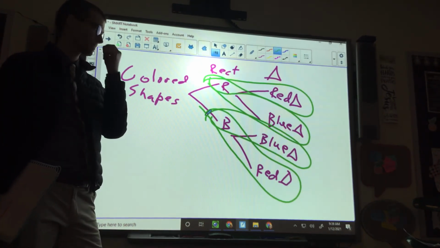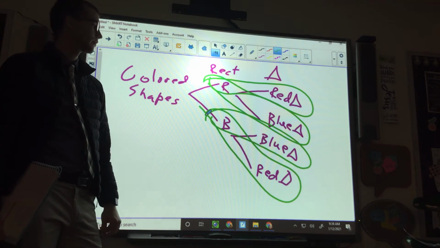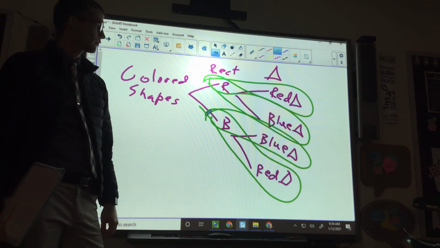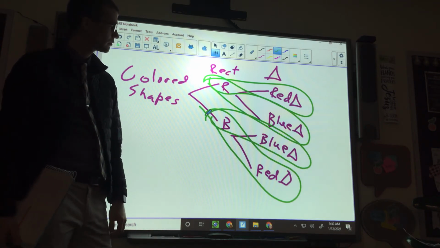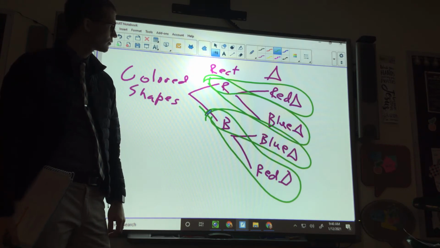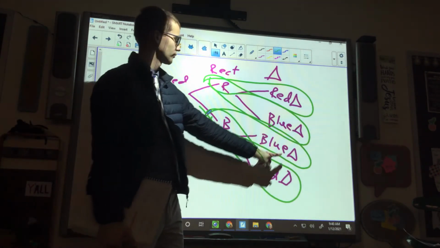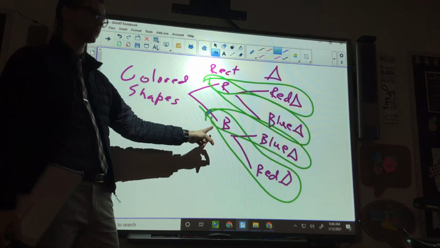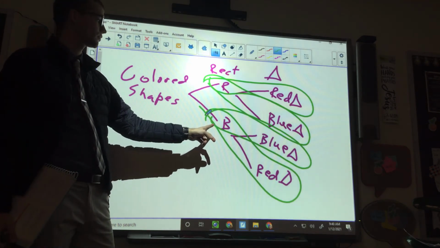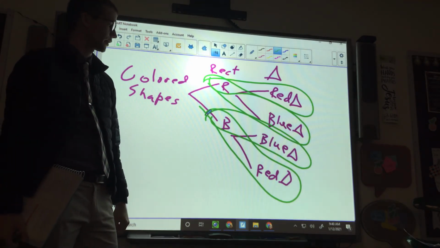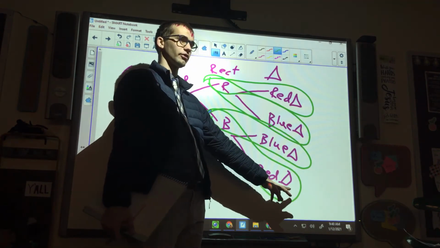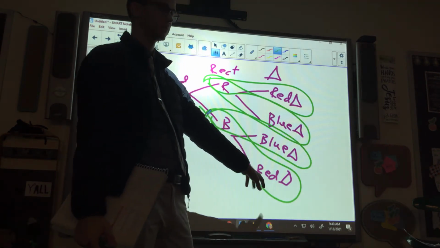Why is there 3 triangles and 1 rectangle? Say that again? There's 4 triangles, 1, 2, 3, 4, and 2 rectangles, you mean? What do you mean, 3 triangles? Are you saying this is not a triangle? It's supposed to be a triangle. It looks like a rectangle.